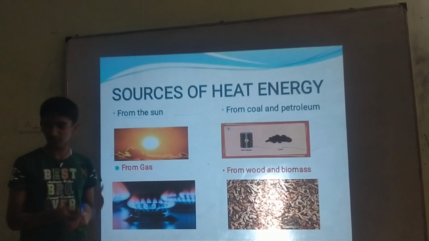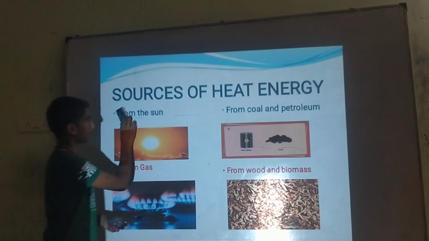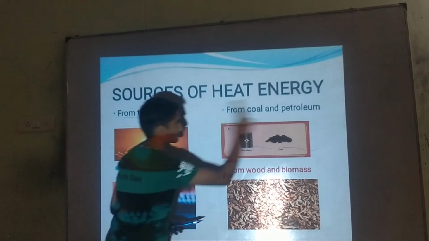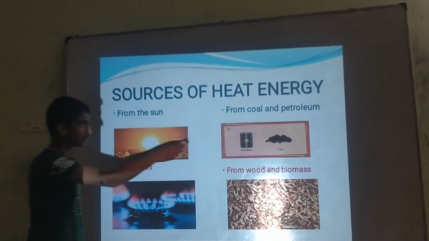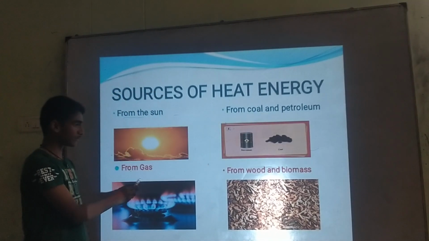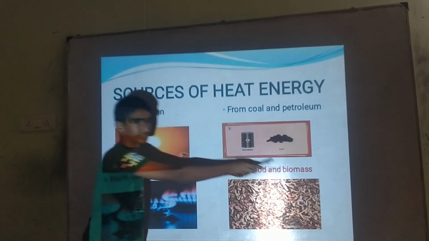What are the sources of heat? The sources of heat are from the sun, from coal and petroleum, from gas, and from wood and biomass.